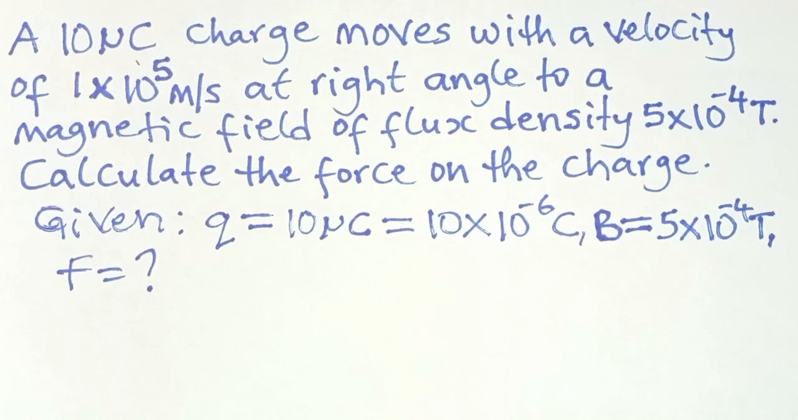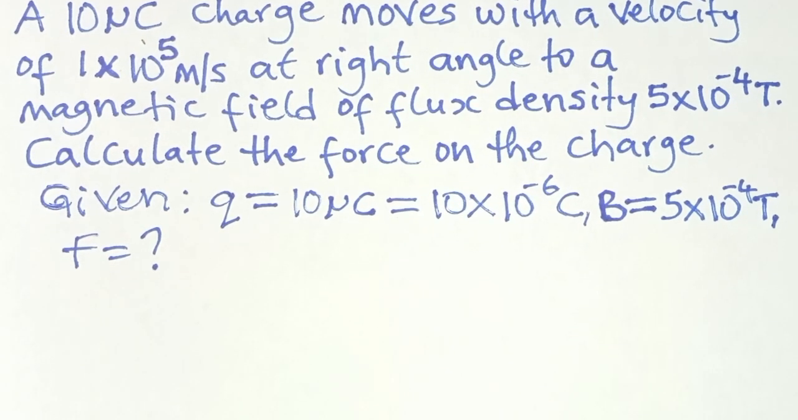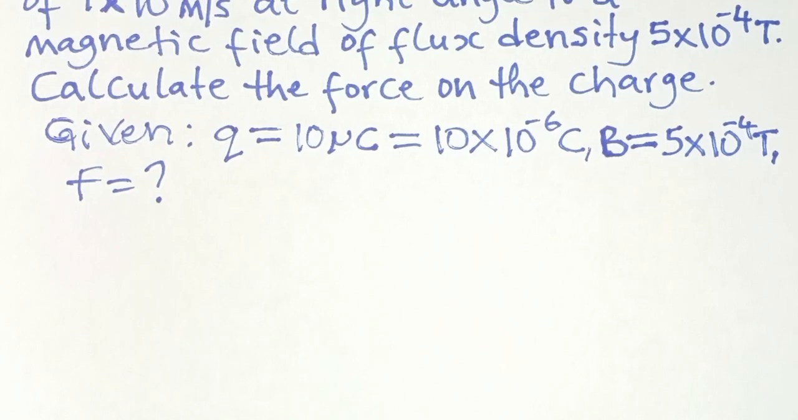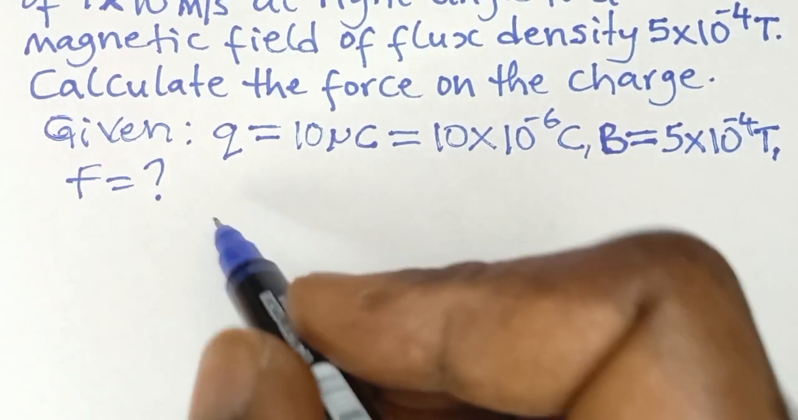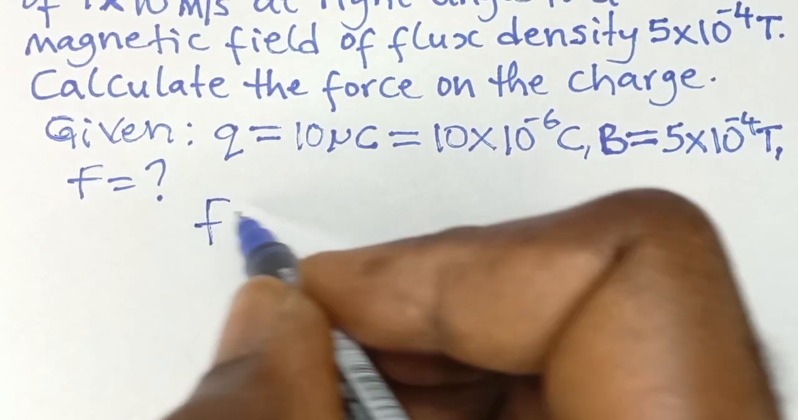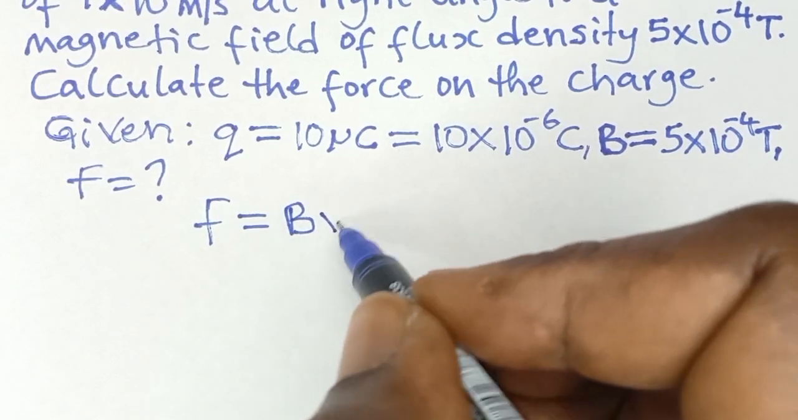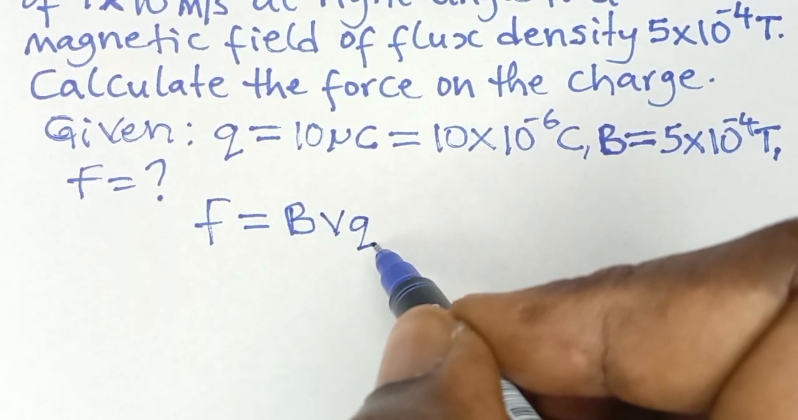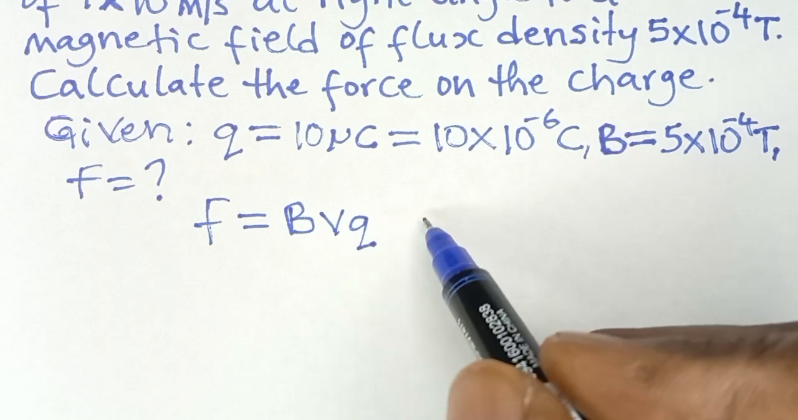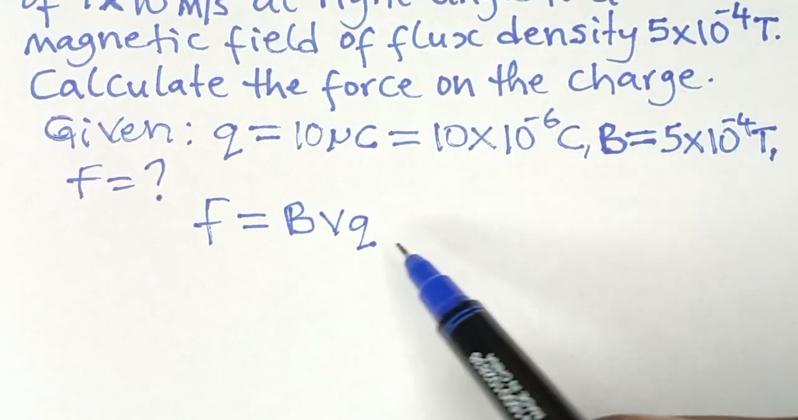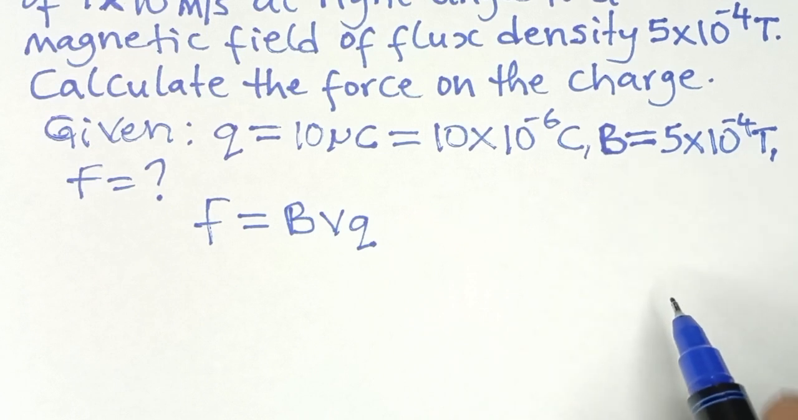So right now, the formula we are going to apply in solving this question is a direct formula, and that formula is given by F is equal to B V Q. There's no need of putting sine theta because we already have right angle in the question. So when there's right angle, there's no need of putting sine theta in the formula.